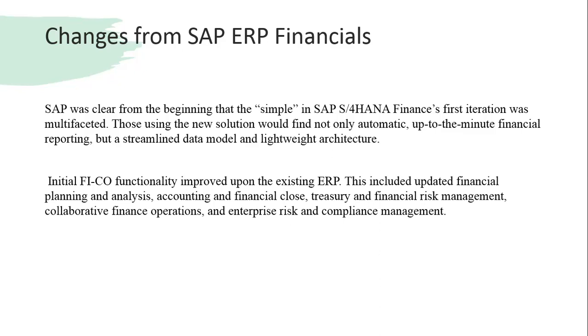The initial FICO functionality improved upon the existing ERP. This included updated financial planning and analysis, accounting and financial close, treasury and risk management, cash management, cooperative finance operations, enterprise risk, compliance, audit management, and a lot of other very innovative features.